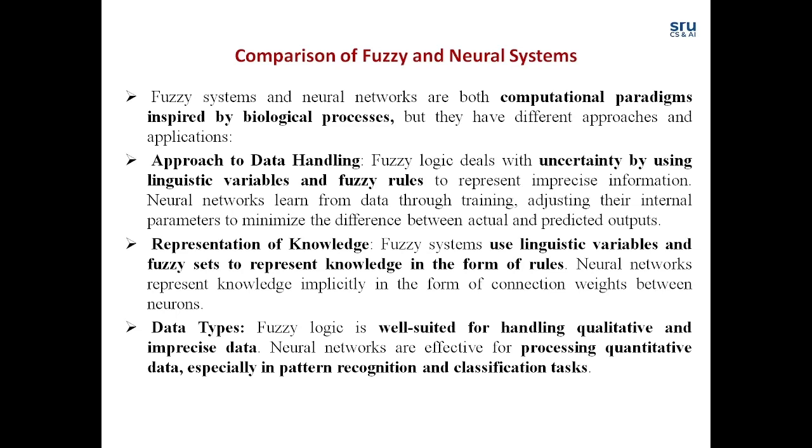Representation of knowledge. Fuzzy systems use linguistic variables, such as very high, very low, small, too small. These are called fuzzy linguistic variables, and fuzzy sets represent knowledge in the form of rules. But in neural networks, knowledge is represented in the form of connection weights between neurons. Data types. Fuzzy logic is well suited for handling qualitative and imprecise data, but neural networks are effective for processing quantitative data, especially in pattern recognition and classification tasks.